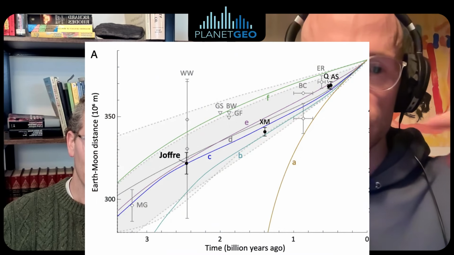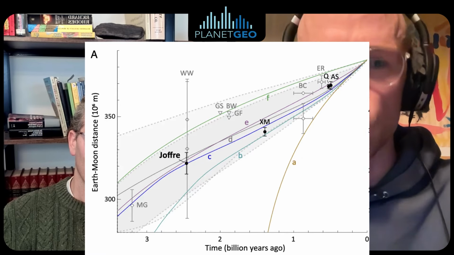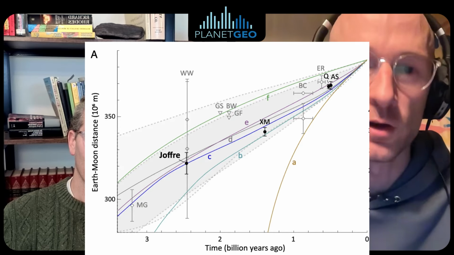Which is completely different to the modern. Yeah, it's basically half. And so if you put that into the calculation for how you can work out Earth-Moon distance, that suggests that the moon was about 60,000 kilometers closer to the Earth than it is now.